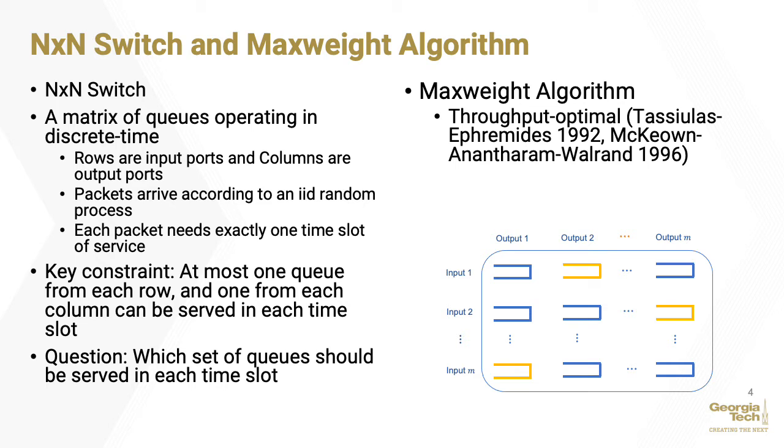And the question now is, which set of queues should be served in each time slot? There is a very famous scheduling algorithm called the MaxWeight algorithm. And it has been proved that the MaxWeight algorithm under the i.i.d. assumption is throughput optimal.